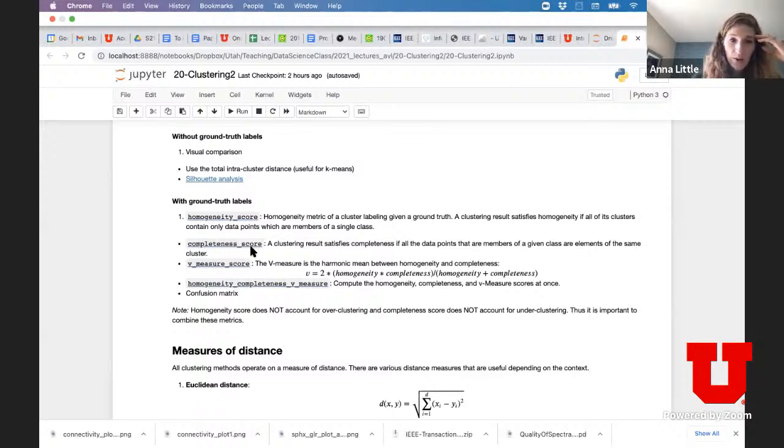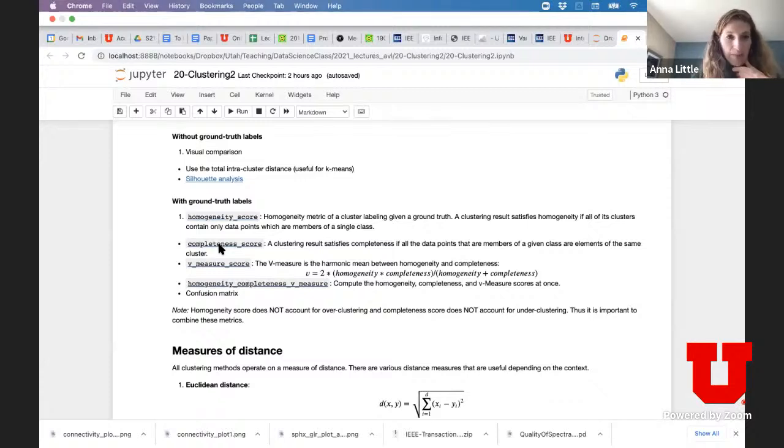The completeness score is basically the opposite scenario. A clustering result satisfies completeness if all the data points that are members of a given class are elements of the same cluster. This is not going to account for under-clustering. For example, if you just trivially put all of your data points into the same cluster, it would get a good completeness score, but that would be a bad clustering. So in practice, you want a good homogeneity and you want a good completeness.